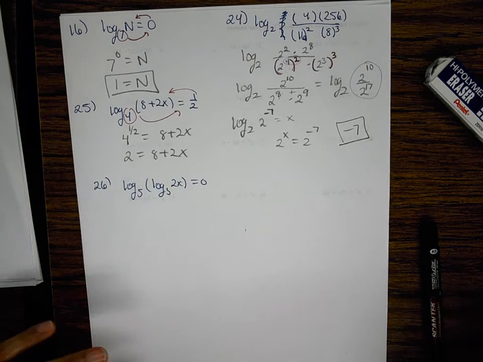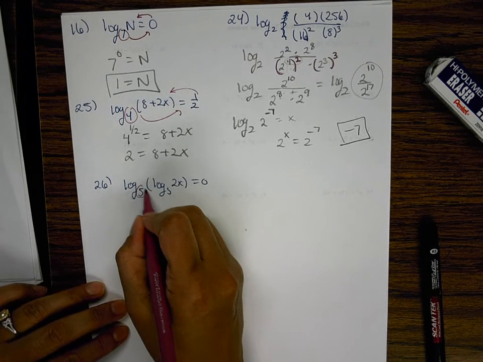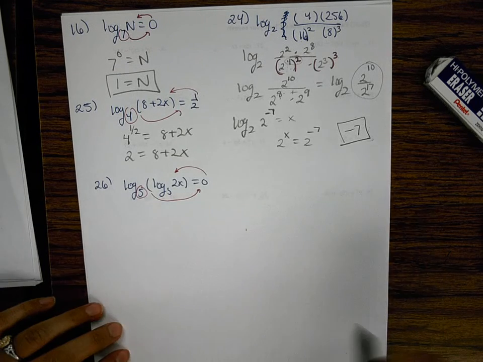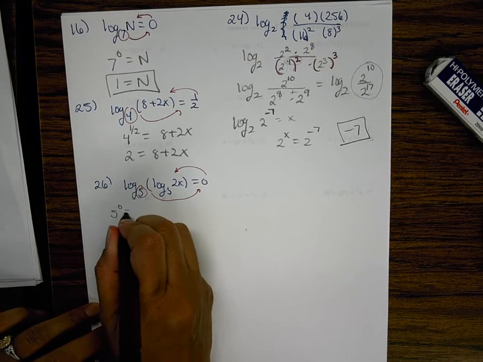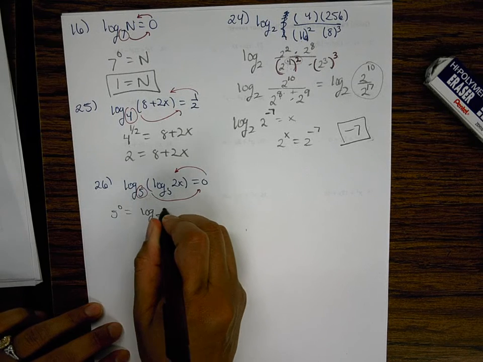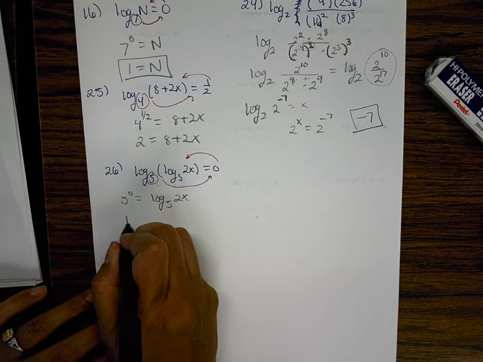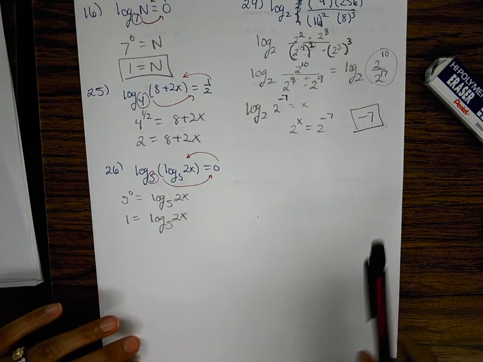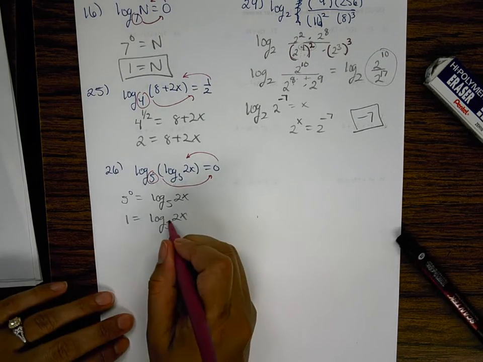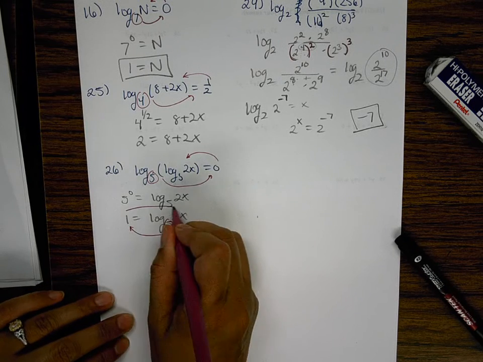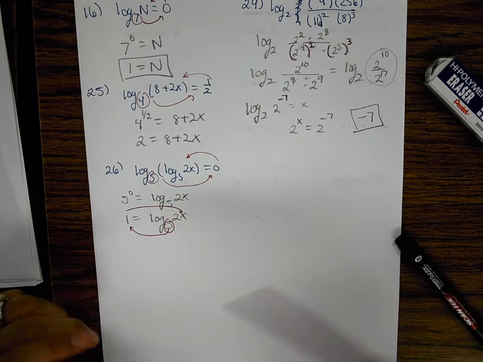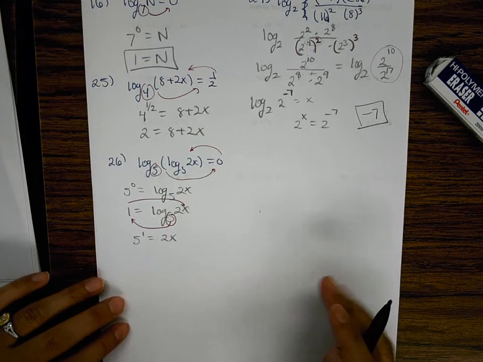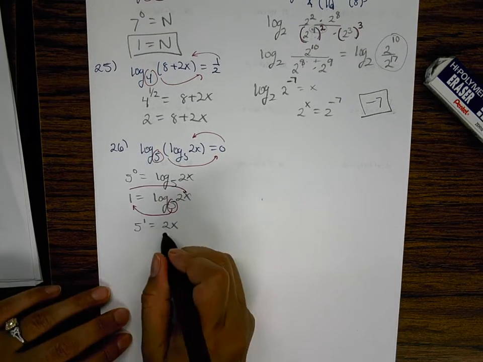All right, I'm going to treat it as a wraparound. 5 raised to the 0 power equals that piece there. So that gives me 5 to the 0 equals log base 5 of 2x. 5 to the 0 is 1. Now I'm trying to solve, and there's still a log, so I'm going to wrap around again. 5 to that power equals 2x. So 5 to the power of 1 equals 2x. 5 to the first power is just 5.